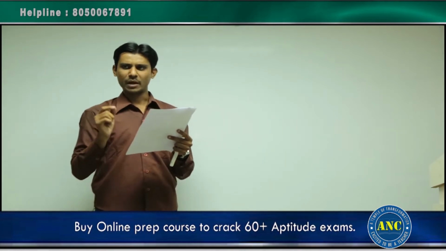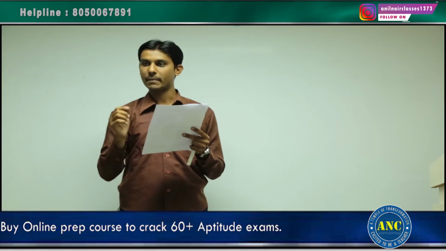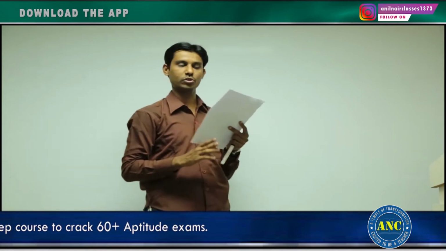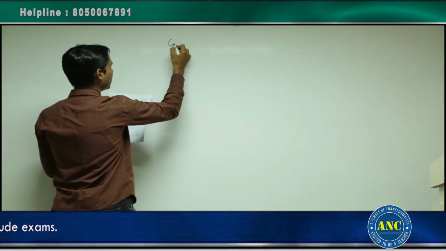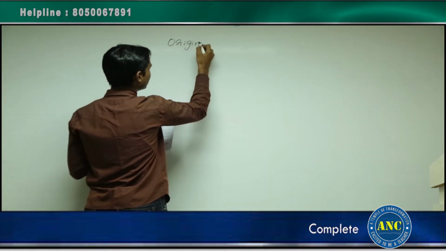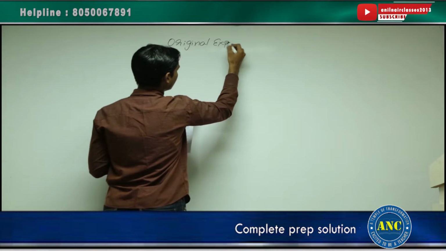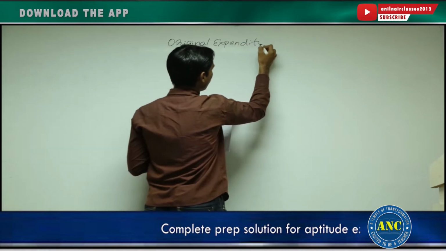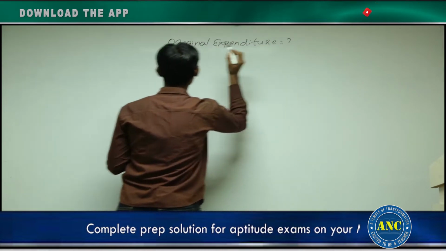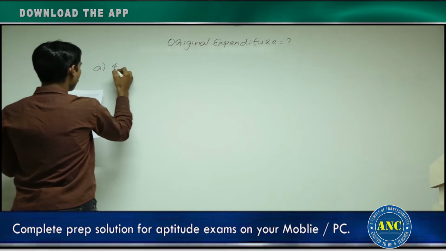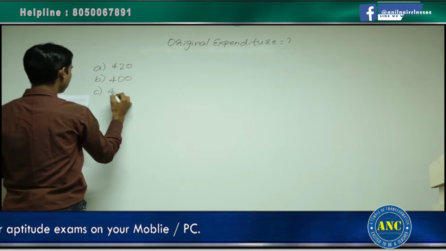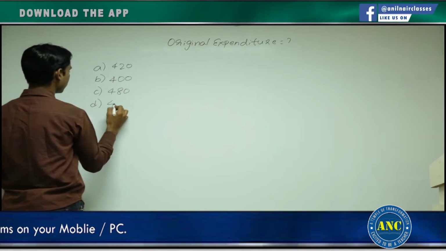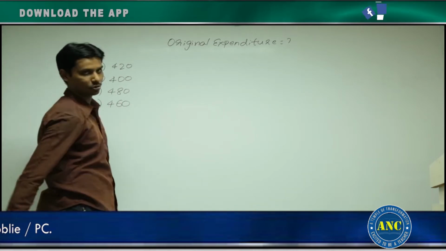Now see here. The best way to solve this question is by answer option. They are asking what is the original expenditure of the mess. Now listen to this carefully. If you observe the answer options, the options given are 420. Second option is 400. Third option is 480. Fourth option is 460.